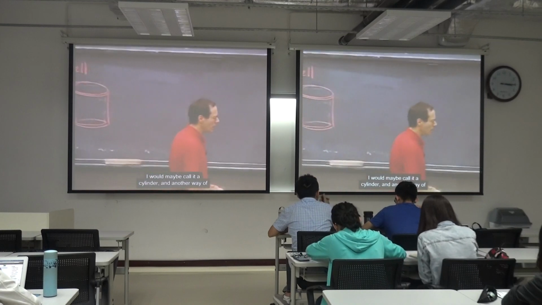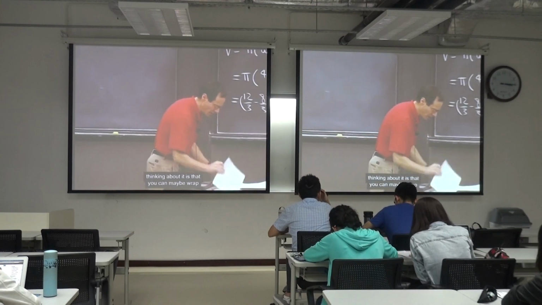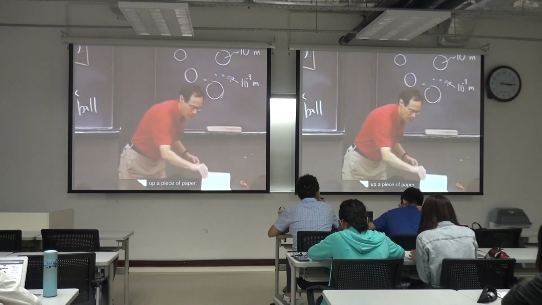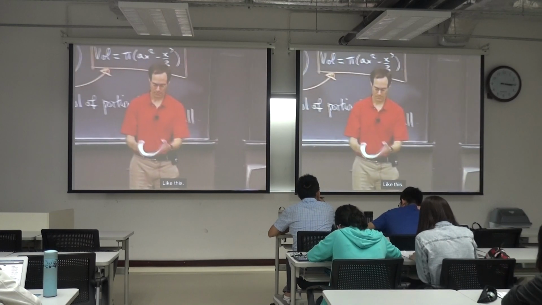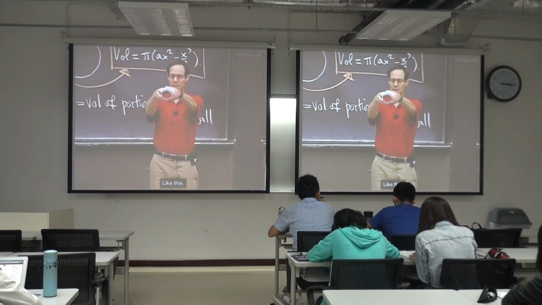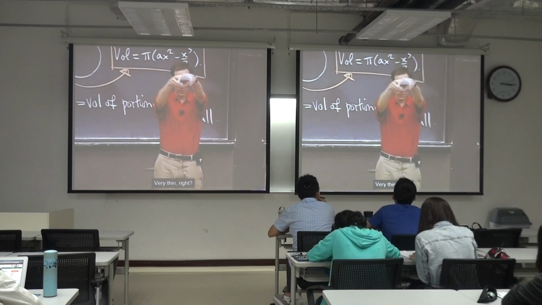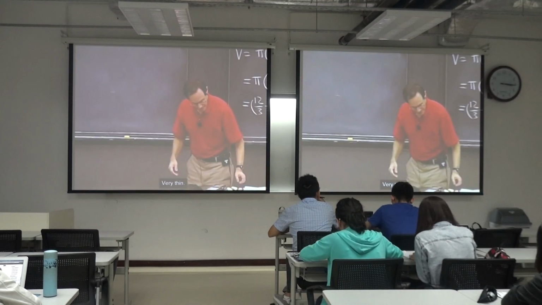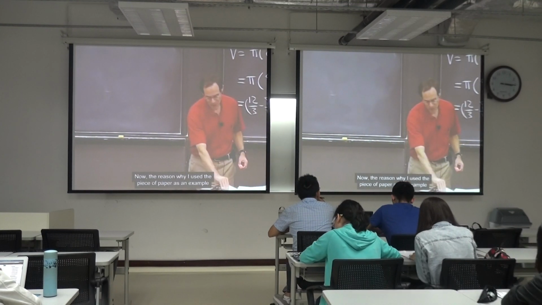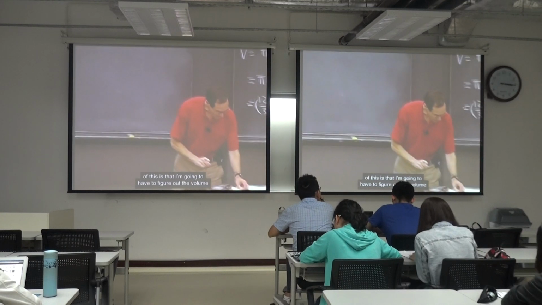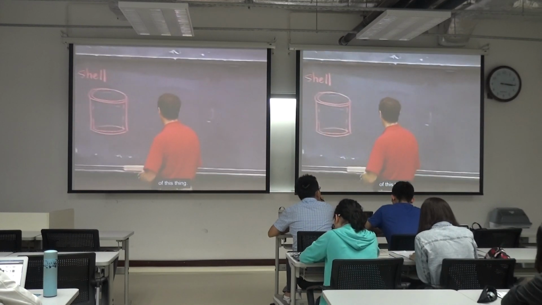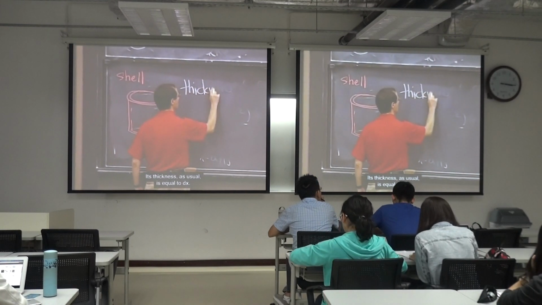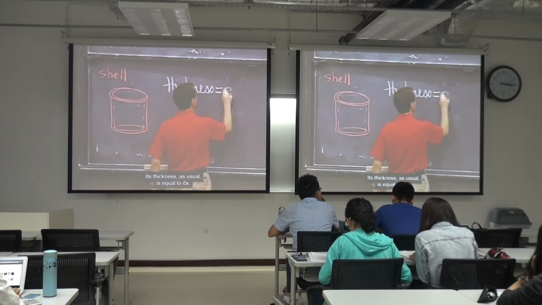I would maybe call it a cylinder, and another way of thinking about it is that you can wrap up a piece of paper, like this. There it is. There's a cylinder you can see. Very thin, right? Very thin. All right. Now, the reason why I use the piece of paper as an example of this is that I'm going to have to figure out the volume of this thing. Its thickness, as usual, is equal to dx.